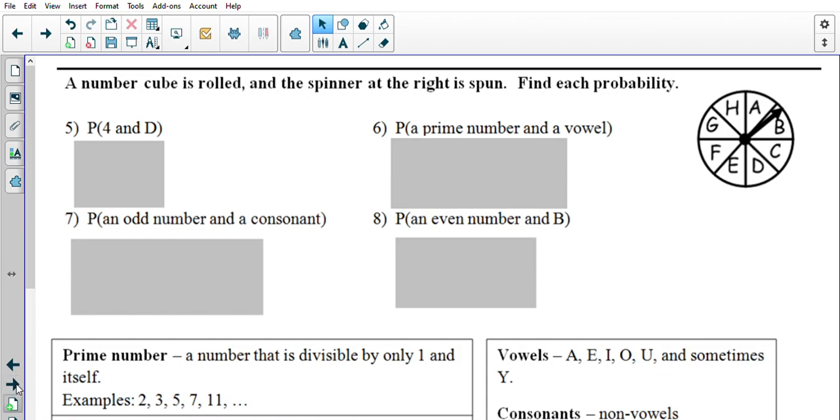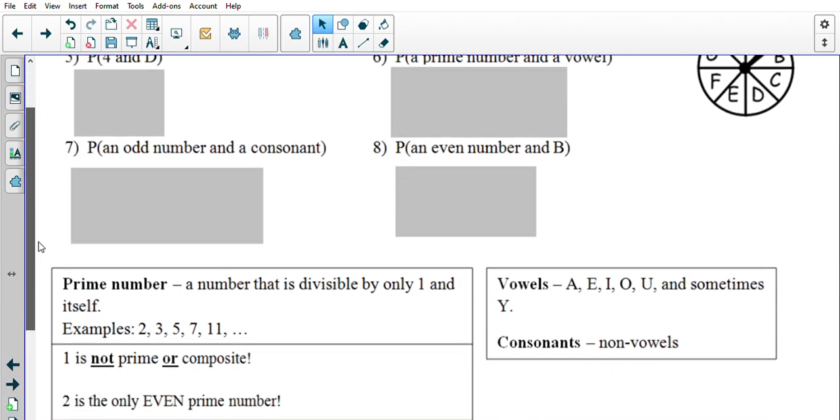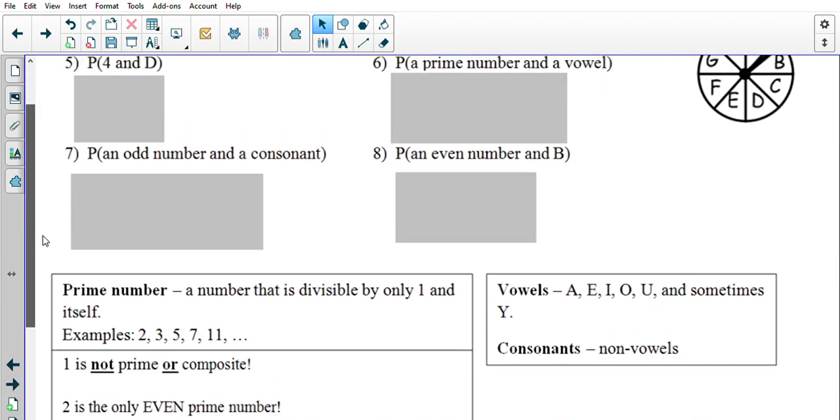Now, there are going to be some terms that you'll need to be familiar with down below. A prime number is a number that is divisible by only 1 and itself, including 2, 3, 5, 7, 11, 13, and so forth. 1, by the way, is not prime or composite. And 2 is the only even prime number. So we will have 1. It's going to be pretty easy. Number 6, we're looking at a standard 6-sided die. So when we look at prime numbers, they're pretty low numbers.